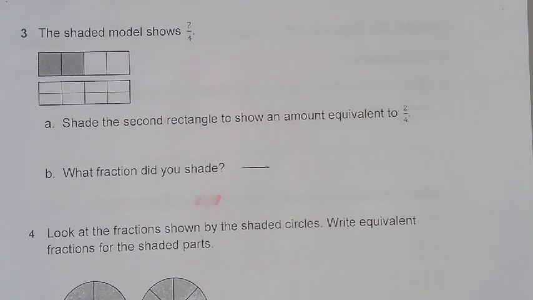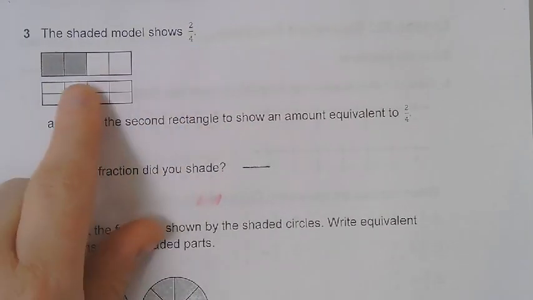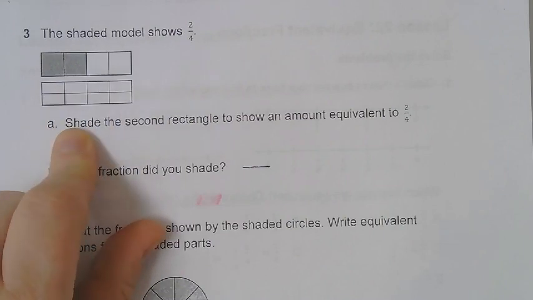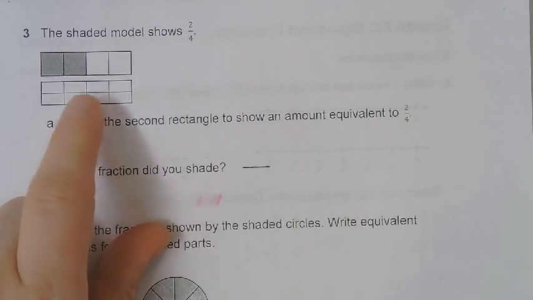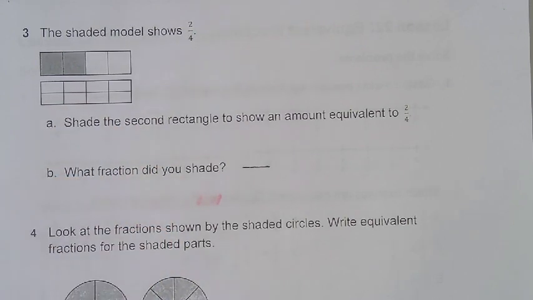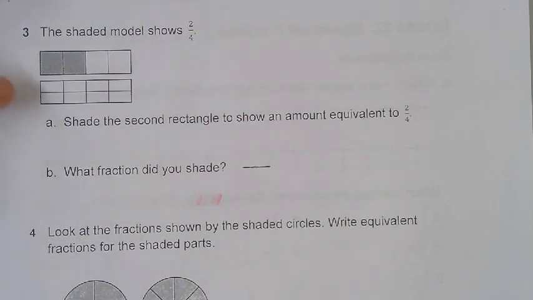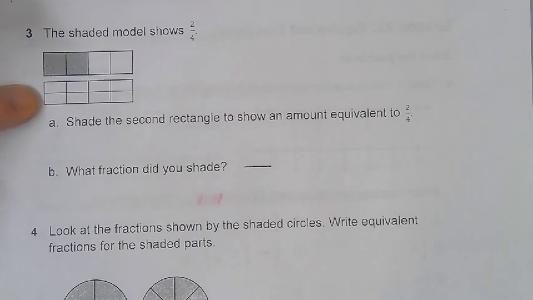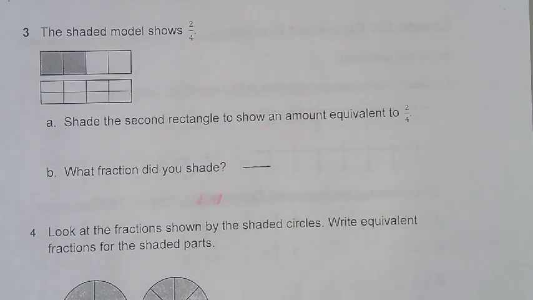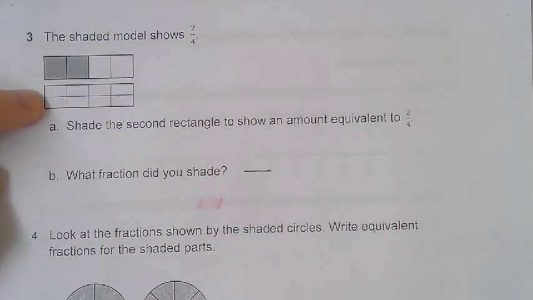Number 3. The shaded model shows 2/4. Okay, let's go down to A. Shade the second rectangle to show an amount equivalent to 2/4. So you're going to shade the second fraction bar to show an equal amount to the top fraction bar. B, what fraction did you shade in that second fraction bar?